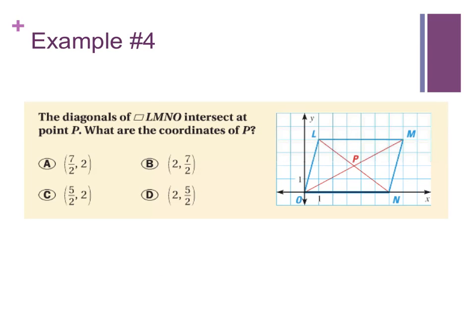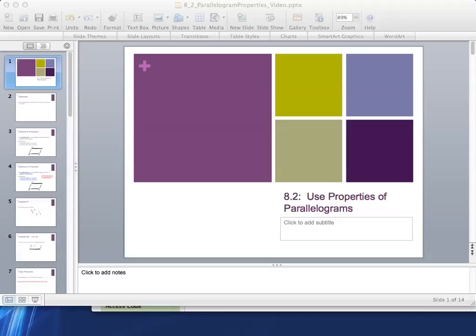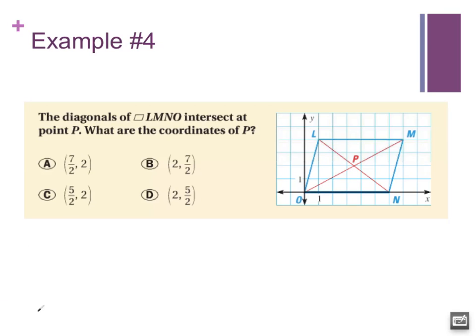The diagonals of parallelogram LMNO intersect at point P. What are the coordinates of P? What we just learned is that this point P bisects both of the diagonals. That makes P a midpoint. P is the midpoint of LN. It's also the midpoint of MO. I'm just going to pick one of the diagonals. In this case, I'm going to use MO.